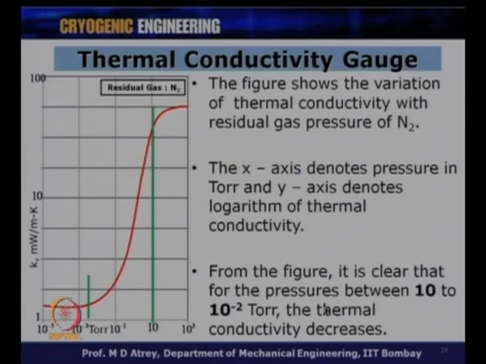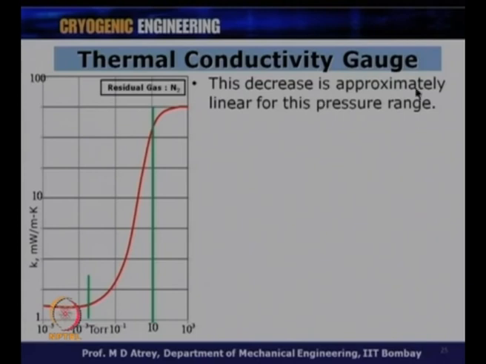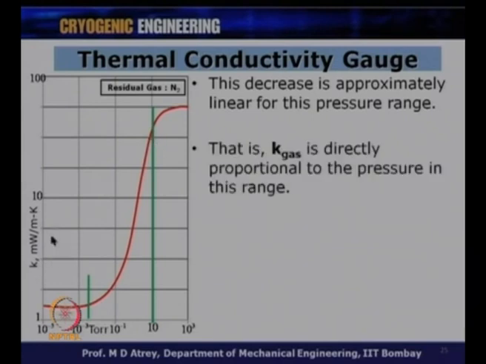From the figure, it is clear that for the pressure between 10 to the power -2 torr, the thermal conductivity decreases, and this decrease is approximately linear for this pressure range. So, what is linear? The variation in conductivity. The conductivity varies linearly for this particular pressure range, and therefore, this conductivity change can be used to calibrate the pressure. Whenever the conductivity changes, the Q conduction will change, and therefore, that Q conduction will be indicative of the pressure in this range.